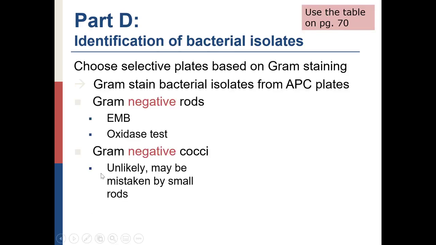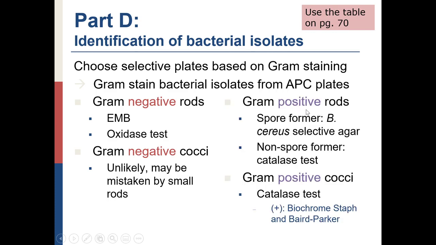For different bacterial isolates, in order to identify them, we would be performing these tests. For gram-negative rods, we do EMB and then an oxidase test, testing for this enzyme. For gram-negative cocci, it'd be unlikely. Most of your cocci are going to be gram-positive, or rods. You don't really have to worry about this for your final or anything. This is mainly just for our APC.